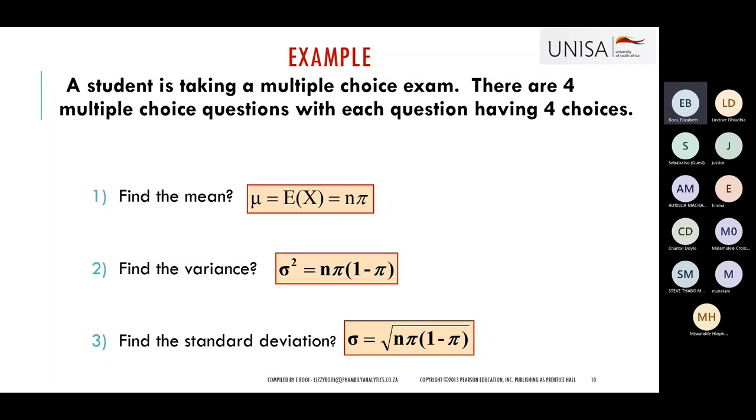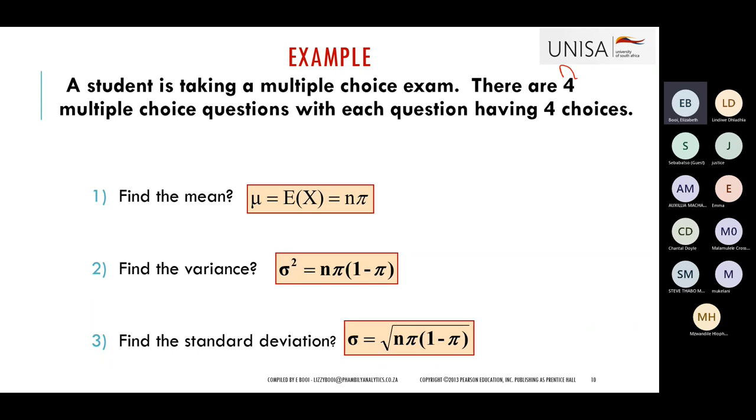There are four multiple choice questions, and each multiple choice question has four choices. So the number of trials are our multiple choice questions: question number one, question number two, question number three, question number four. Those are our trials. Our choices within question number one are the options that we have, right? So we have four questions within the multiple choice questions.